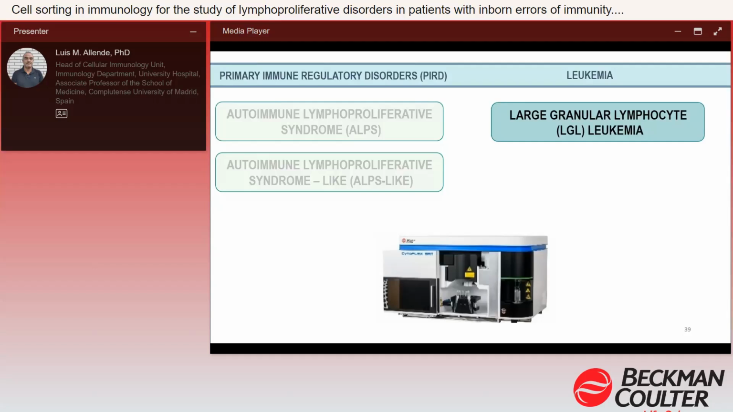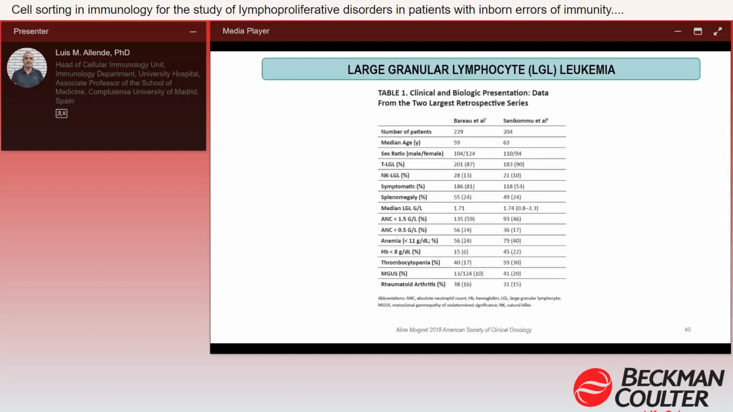Treatment is based on immunosuppressive therapies, which produce an unsatisfactory long-term response, making targeted therapies the next step to a curative approach. LGL leukemia comprises approximately 2 to 5% of all chronic lymphoproliferative diseases diagnosed in the US and Europe, with a slightly higher prevalence in the Asian population.